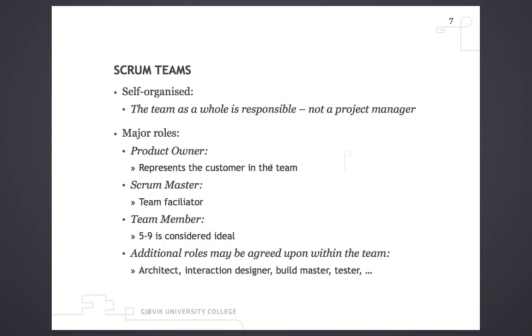You also have other major roles. You have the product owner that represents the customer in the team. That's a representative from a client, for example. If it's an internal project, that could be a supervisor of some kind. You have team members. 5 to 9 is considered ideal, and that's including the product owner and the Scrum Master.